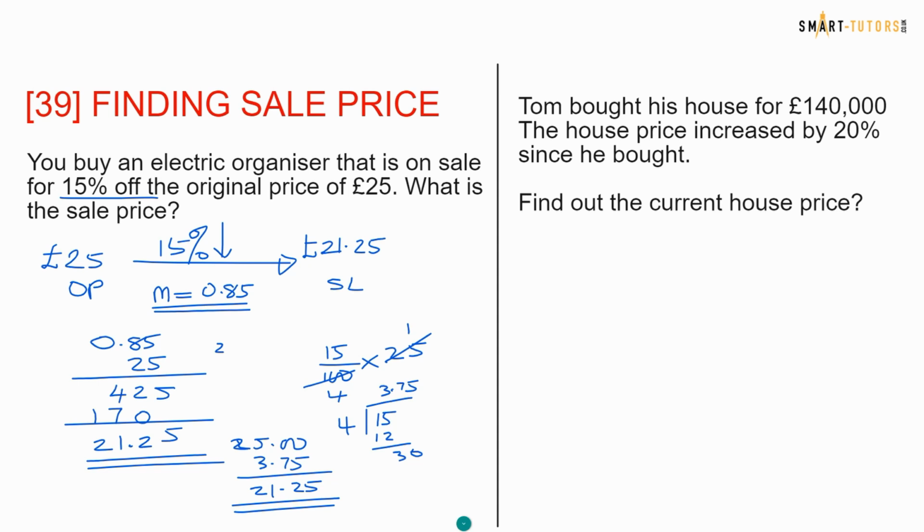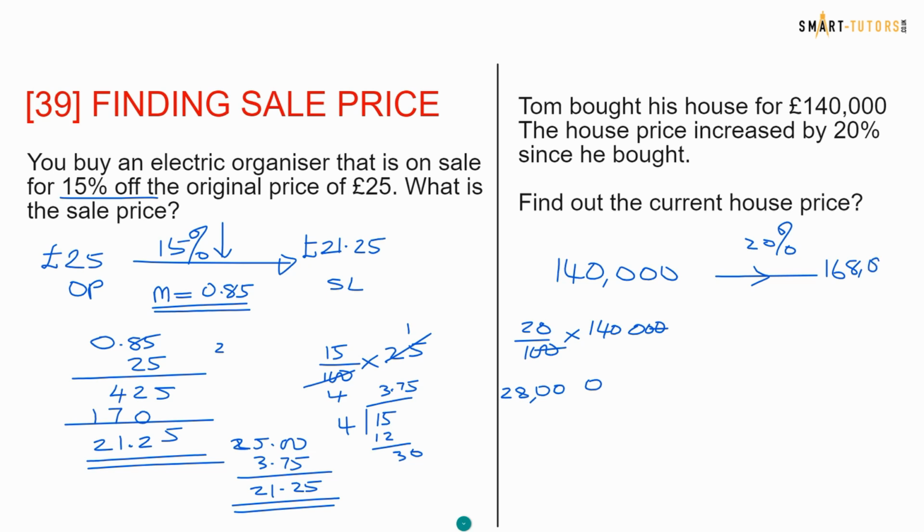The second question is, Tom bought his house for 140,000. The house price increased by 20% since he bought. So find out the current house price. So 140,000 now increased by 20%. You can find the 20% and add them up. That is the first method. Let me do that one quickly. So 20 over 100 times 140,000. And two zeros cancel, 2 times 14 is 28,000, add them up, 168,000 is the house price now.